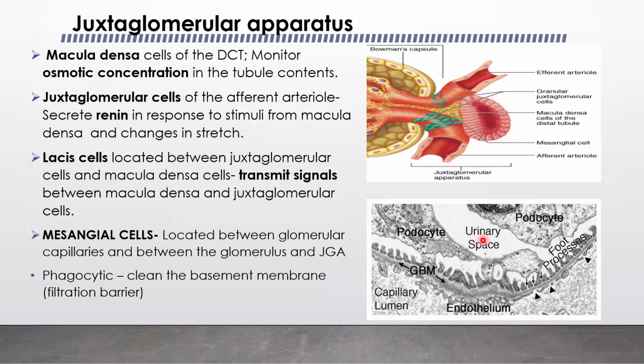So from the urinary space, we can appreciate you have the podocytes, this is the basement membrane, these are the foot processes, and these are the capillary endothelium. At this point, we'll be having blood, and then here you'll be having urine. So these are the layers.